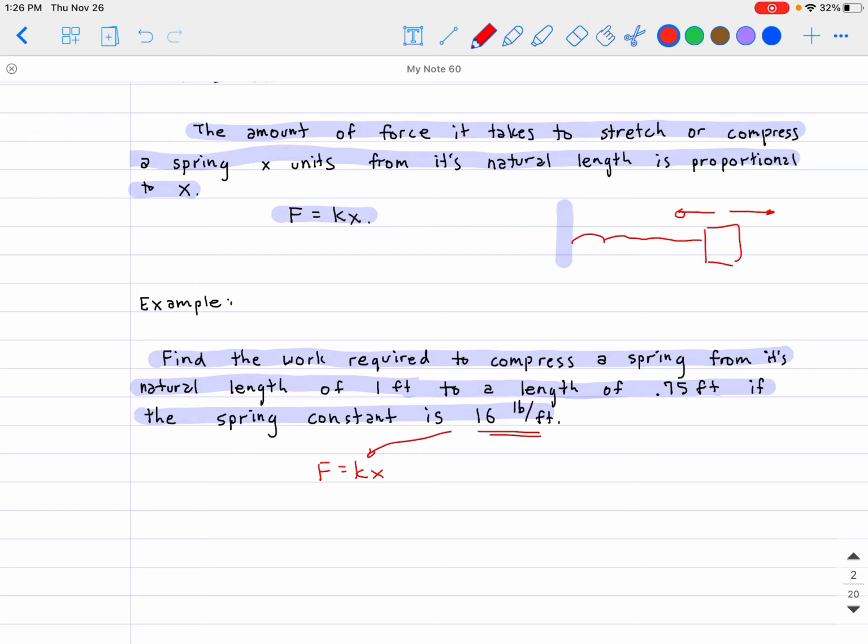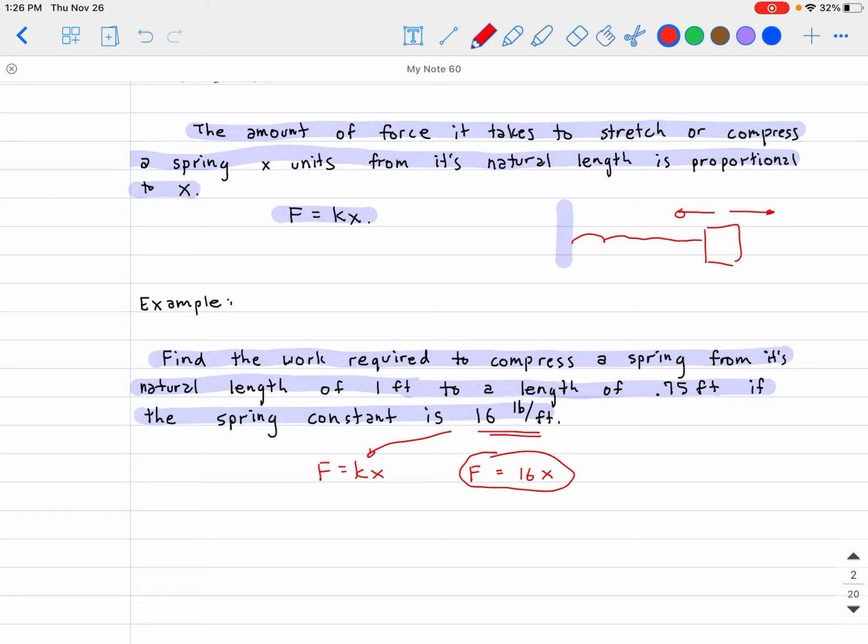A lot of the times that's not going to be given, so we're going to have to work for it. We'll do that in just a little bit, okay? But we're going to take this step by step. So first off, we know that the force is going to be equal to 16x in this case. What I want to do is find the work required to compress the spring from its natural length of 1 foot. So that means that the distance that you're going to have to push or pull is going to be 1 foot.